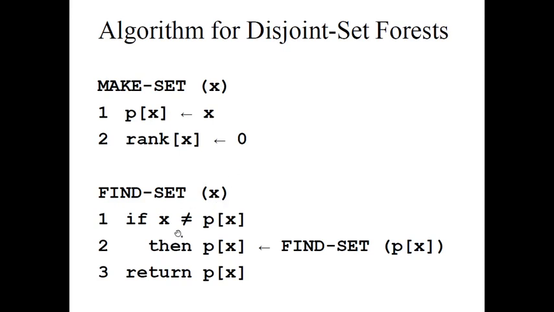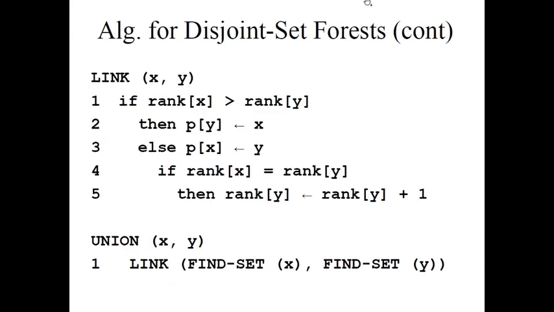Find set x means if x is not p of x, then p of x is equal to find set p of x, then return p of x. You have to travel that chain; that is a recursive call. Then link: if rank of x is greater than rank of y, then parent of y will be x, else parent of x will be y. And if rank of x equals rank of y, then rank of y equals rank of y plus 1. Just increment the rank. Then union of x, y means link find set x comma find set y. They are in different sets. Link is actually linking the tree with the parents.